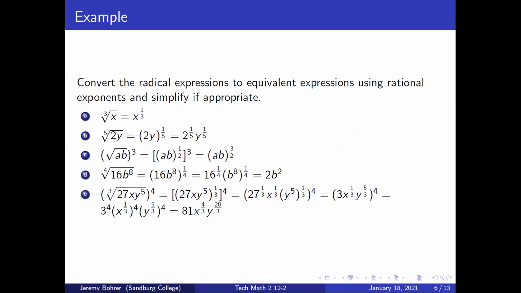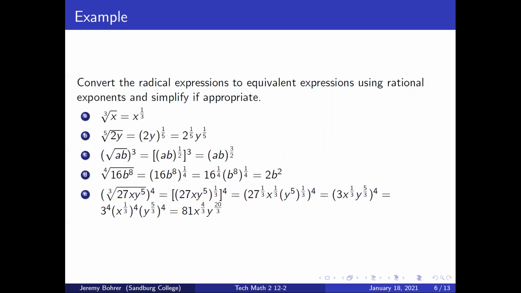So here we will convert the radical expressions to equivalent expressions using rational exponents and simplify if appropriate. The cube root of x is x to the 1/3. The fifth root of 2y is 2y to the 1/5, or 2 to the 1/5, y to the 1/5. The cube of the square root of AB is AB to the 1/2 all cubed, or AB to the 3/2. We could also write that as A to the 3/2 times B to the 3/2.